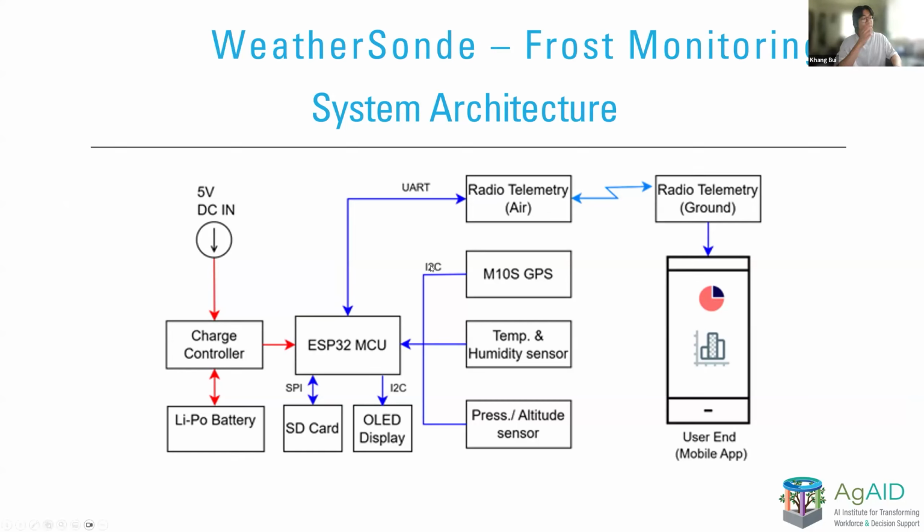And for environmental sensing, we have a sensor that senses our real-time location, a sensor that detects temperature and humidity, and a sensor that detects pressure and altitude. We also have a radio telemetry attached to the device so that it could communicate with a mobile device on the ground, which is also connected to another radio telemetry using USB.